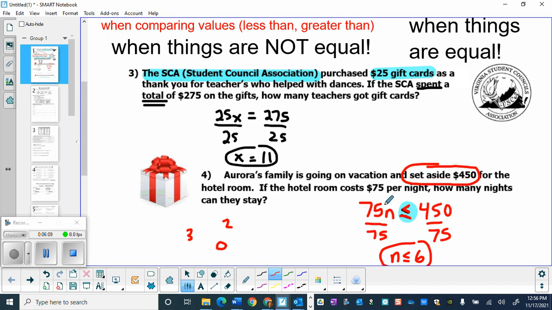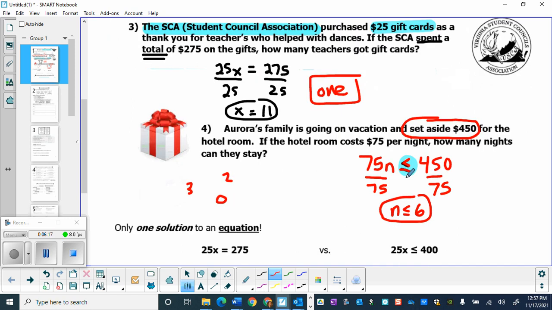So the idea here, y'all, is that up here, in equations in our previous unit, we had just one answer. And now in this unit, we're going to have lots of possible answers. You could stay for 1 night and that would work. 2 nights, 3 nights, you could stay for 4 nights and you would not have gone over budget. You could stay for 5 nights and you don't go over budget. But the moment you try to stay for 7 nights, now you're over budget. You can't do that.